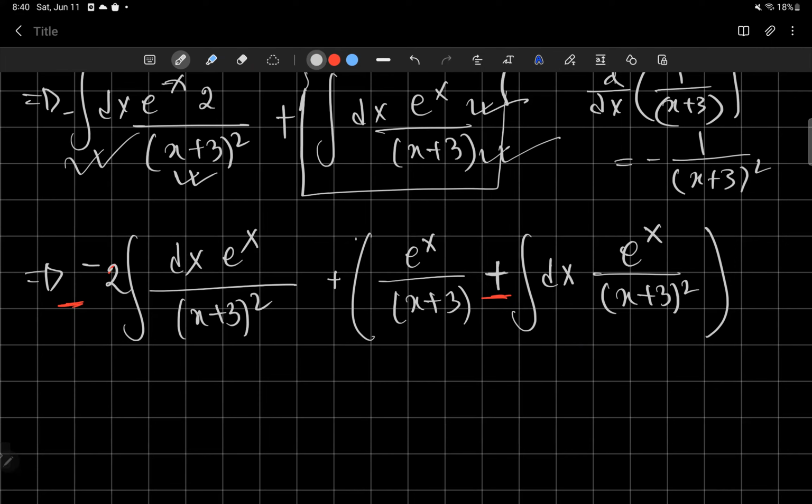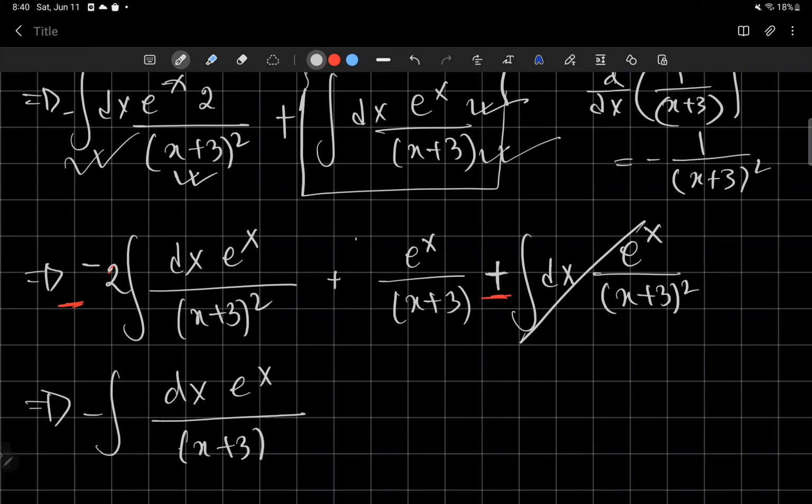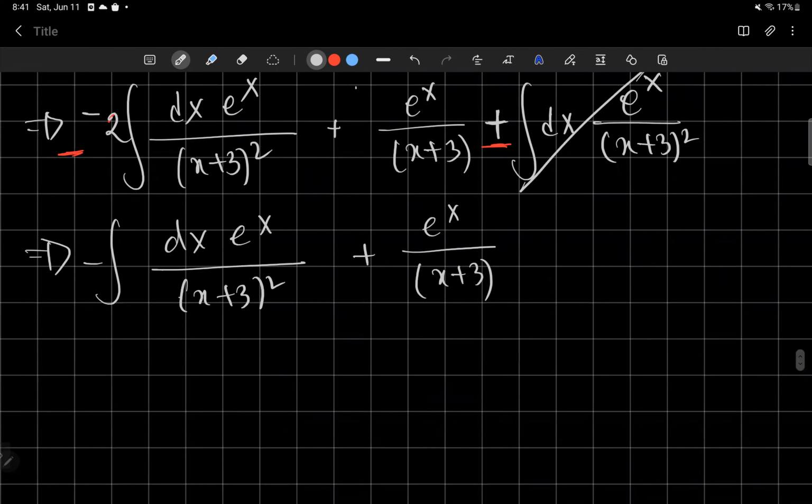So what do you do in the next step? Well, this is a plus sign, so just forget these braces right now. One of this integral over here will cancel one of these contributions, right? Because there's a -2 in front. So in total, you have a minus d of x, e of x, x plus 3 whole squared, plus e of x divided by x plus 3. Something like this. Does that make any sense? Yes, sir. Okay, cool.